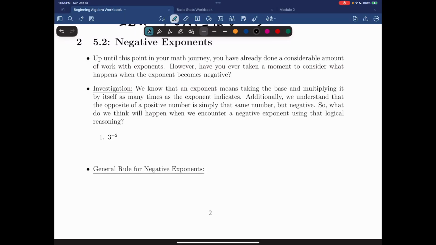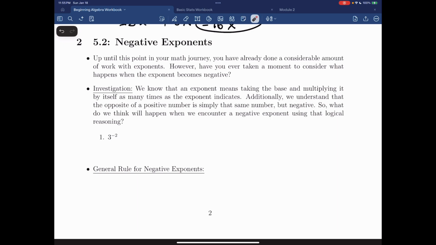Up until this point in your math journey, you have already done a considerable amount of work with exponents. However, have you ever taken a moment to consider what happens when the exponent becomes negative? Well, in this section, we're going to learn exactly what happens. But before doing that, let's start by doing an investigation.